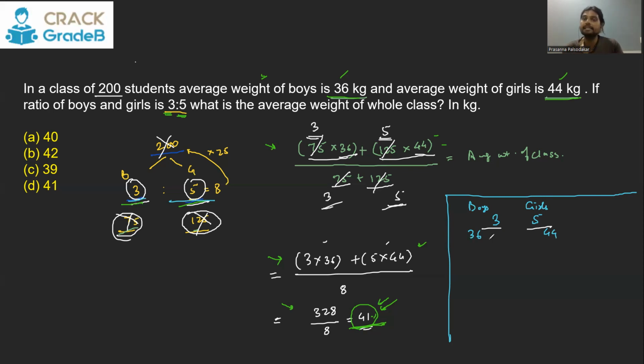So you can just imagine there are 3 boys. They are having 36 chocolates each. So 36, 36, 36 chocolates the boys are having. And there are 5 girls whose average is 44. That means they are having 44 chocolates each. And now they give the chocolates to you, and you have to distribute the chocolates equally because you have to calculate the average of the now entire class.